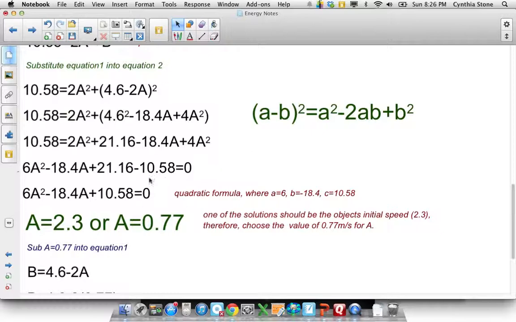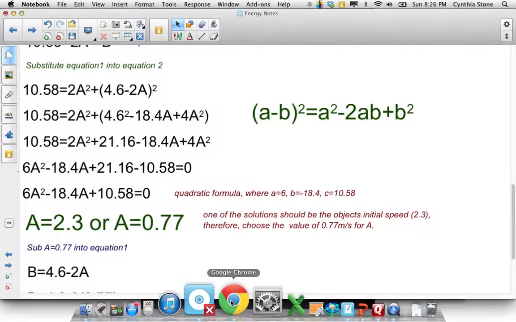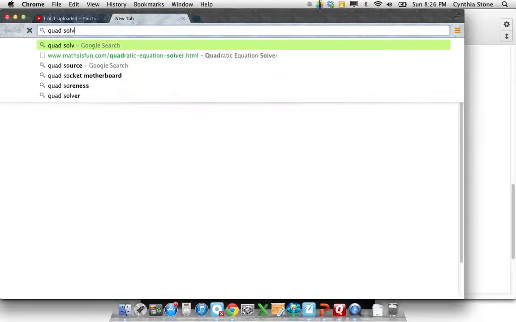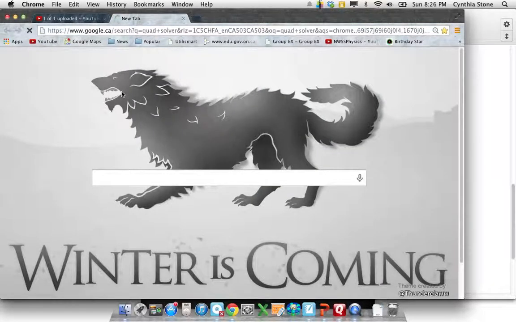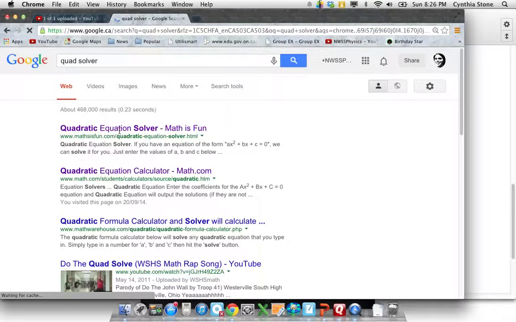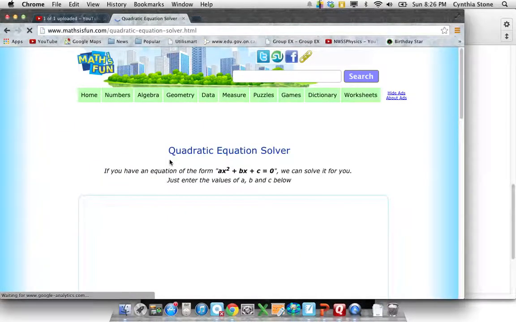Okay, so I sub that into the quad solver. Whether you have one in your calculator or whether you want to go on the internet and go to a quad solver, I could do that too. Come on, quad solver. Math is Fun. Look at that. It is fun. We can solve it for you.